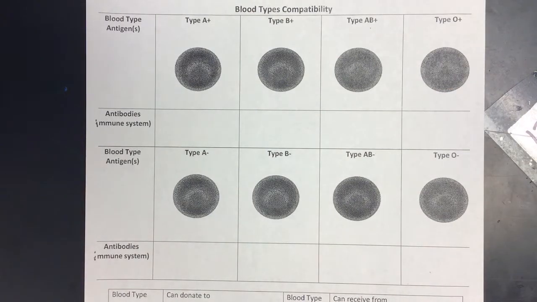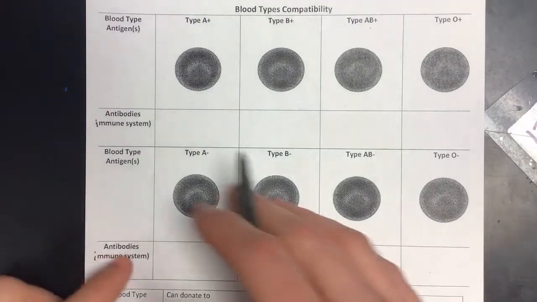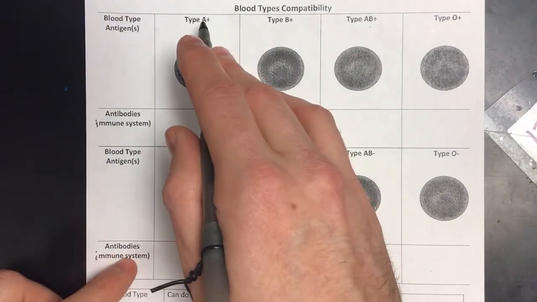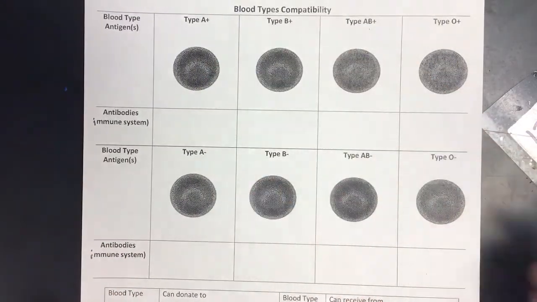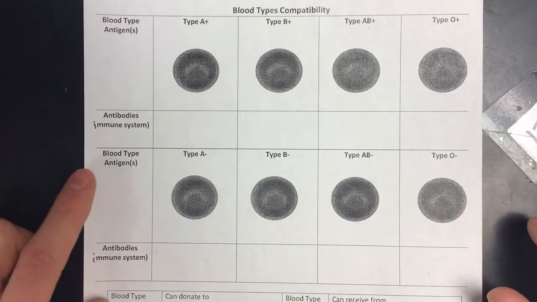There's probably millions of actual blood types if we look at all the possibilities of things outside of the A, B's, and positives and negatives. But these are the most important ones. These are the ones that cause the most problems. So these are the ones we're going to take a look at.